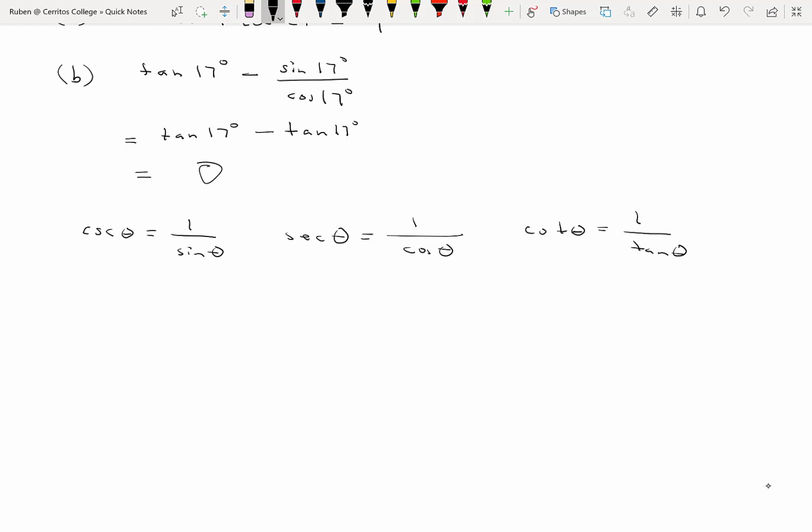We have two quotient identities. I forgot their names. It's not a good idea for me to forget these since I've been teaching it for 30 years. The tangent of theta is the sine of theta over the cosine of theta. The cotangent of theta is cosine of theta over sine of theta.